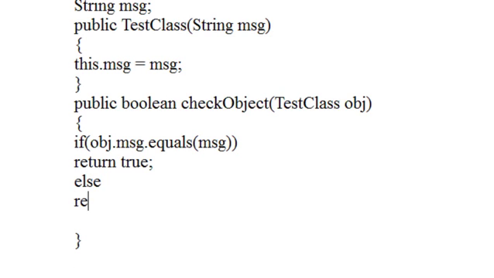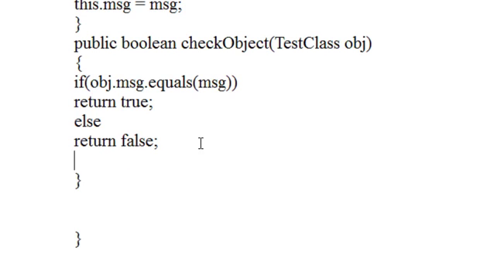Otherwise, else, it will return false. Here I just compare the values of two objects. Here is the object that is passed, and compare it with another object, and if it is found to be equal, then it returns true, otherwise it will return false. Okay.